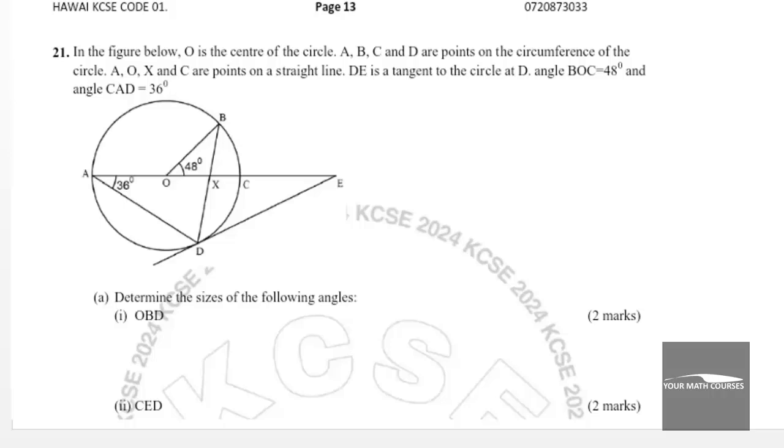So we begin with the first part. In the figure below, O is the center of the circle. A, B, C, and D are points on the circumference of the circle. A, O, X, and C are points on a straight line. ED is a tangent to the circle at D. Angle BOC equals 48 degrees and angle CAD is 36 degrees. Determine the sizes of the following angles. Angle OBD.